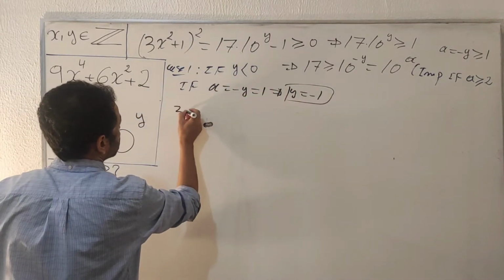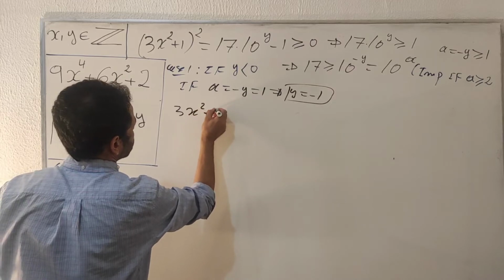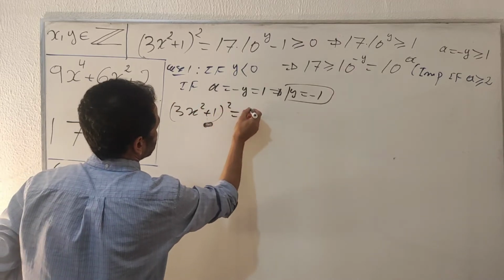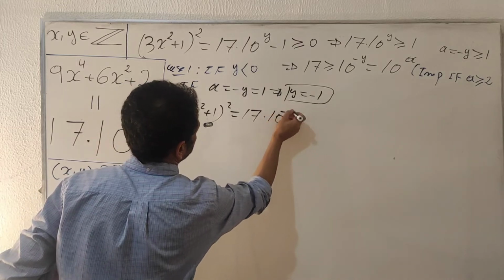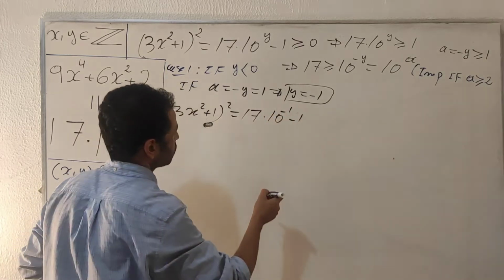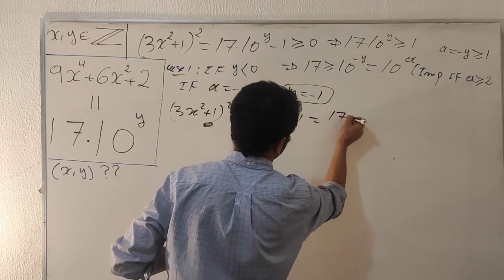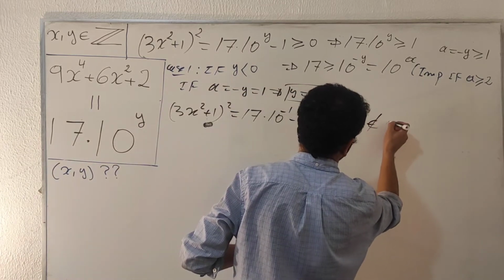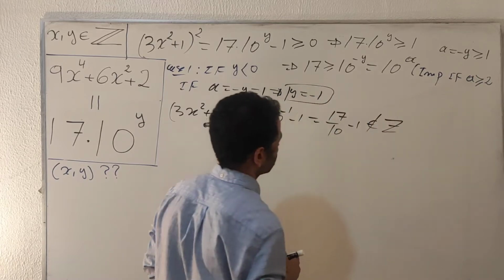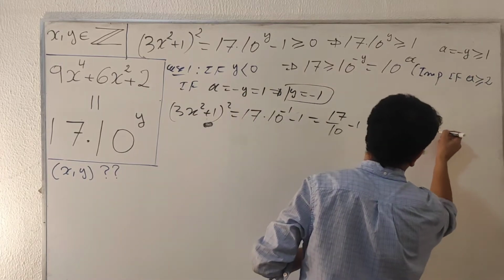We get (3x squared plus 1) squared equals 17 multiplied by 10 to the minus 1, which equals 17 over 10, minus 1. But this is not an integer. So it's also impossible.